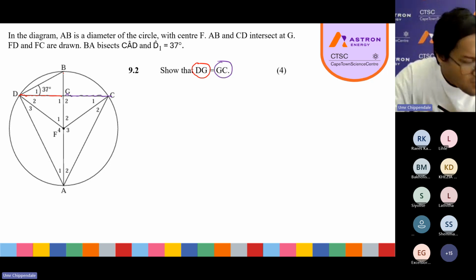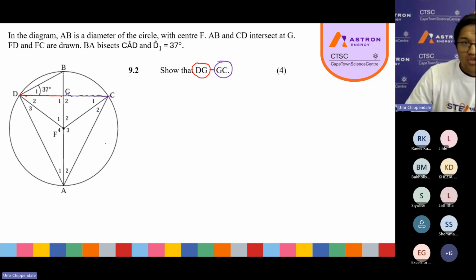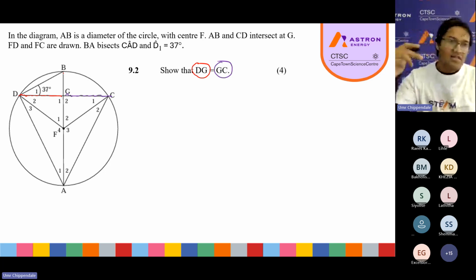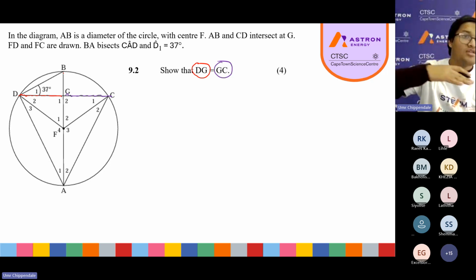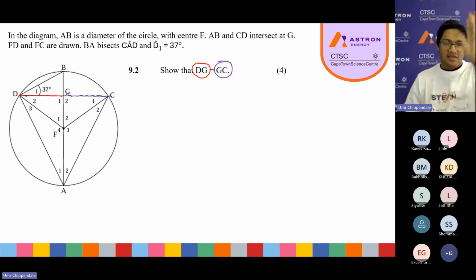So now, if we look at this, do we have a line drawn from the center? Because whenever you have a line drawn from the center and it interacts with a chord. A chord, remember, is when a line goes from one side of the circle all the way to the other side, but does not go through the center of the circle. If it does, it's the diameter. If it doesn't, it's called the chord.